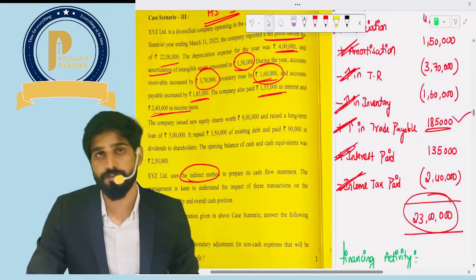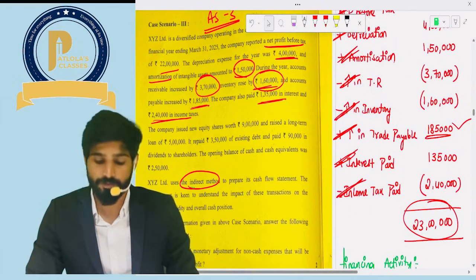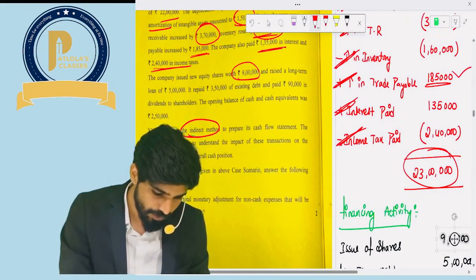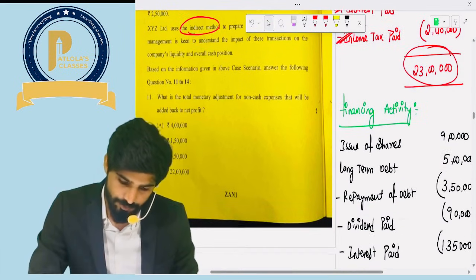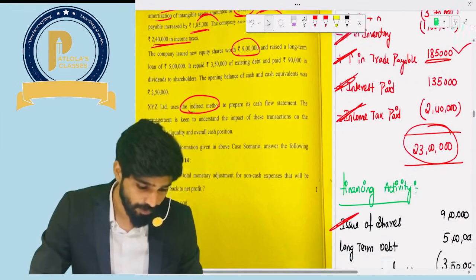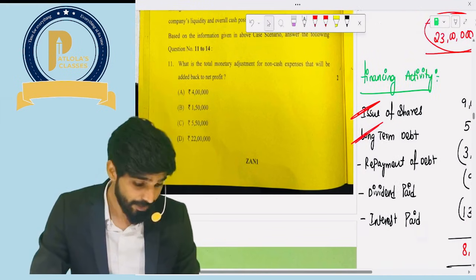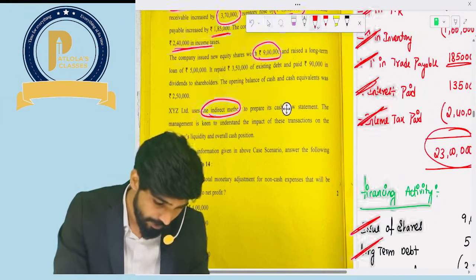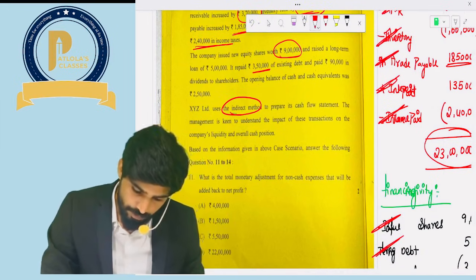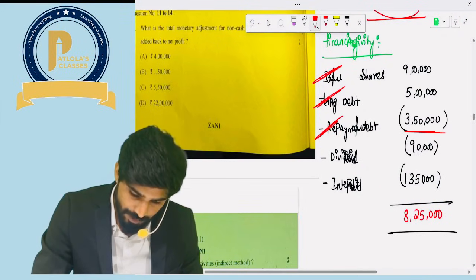And in this question, they have not given any investing activities. Only the next paragraph is related to financing activity. Coming to financing activity, they issued shares. Issue of shares, how much? 9 lakhs. Issue of shares, 9 lakhs inflow. Next, they also raised a long-term loan. Long-term loan is also a financing activity. And apart from this, they have repaid debt. How much debt have they repaid? 3,50,000. So repayment of debt is also financing activity. Repayment of debt of 3,50,000.